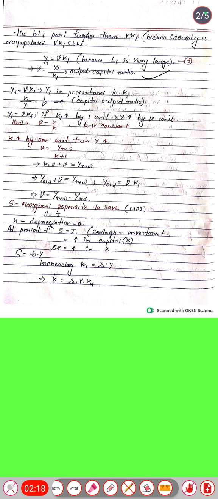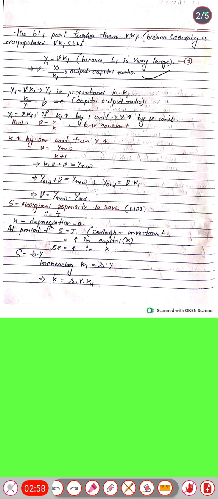Same here. So Yt is equal to vKt, where Yt is proportional to Kt. K by Y is equal to 1 by v, which is equal to c, the capital output ratio. Yt is equal to vKt. If capital increases by 1 unit, output Y increases by v units, to maintain the equality Yt is equal to vKt. How? Here v is equal to output by capital. b and v are constant. If capital increases by 1 unit, then output increases.